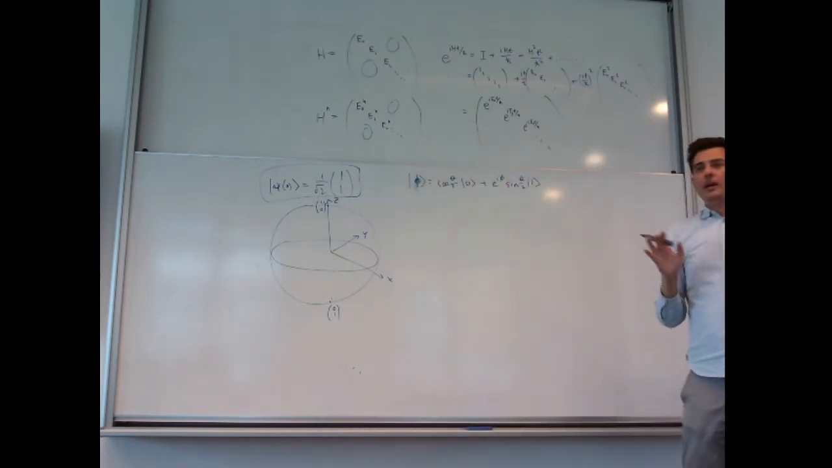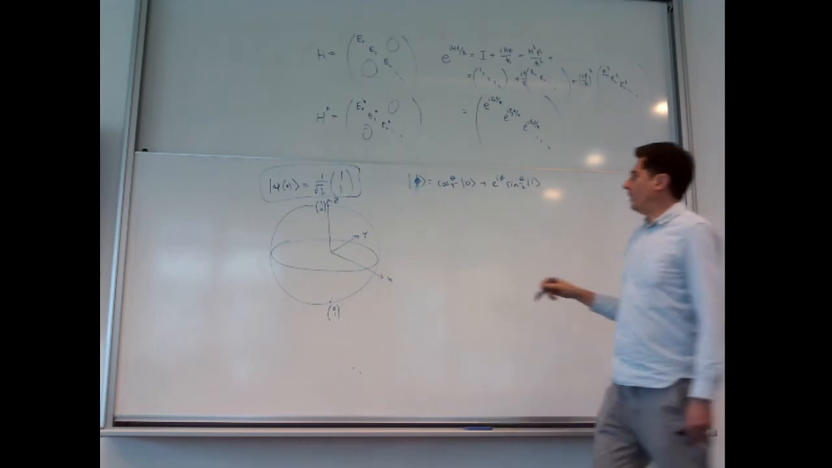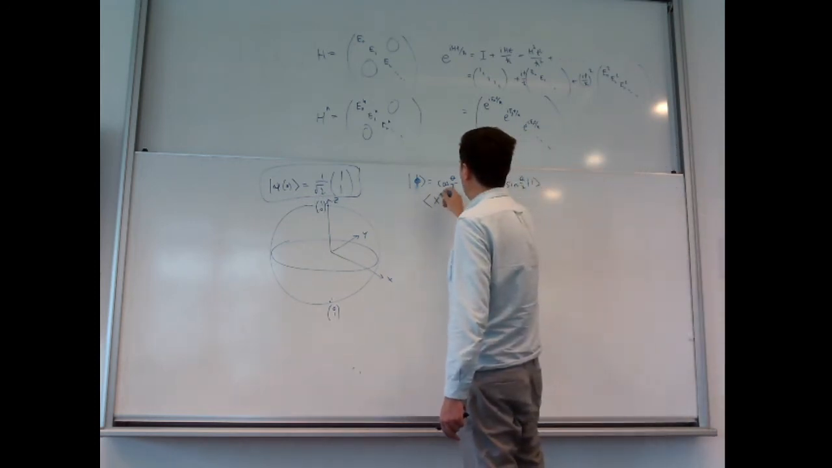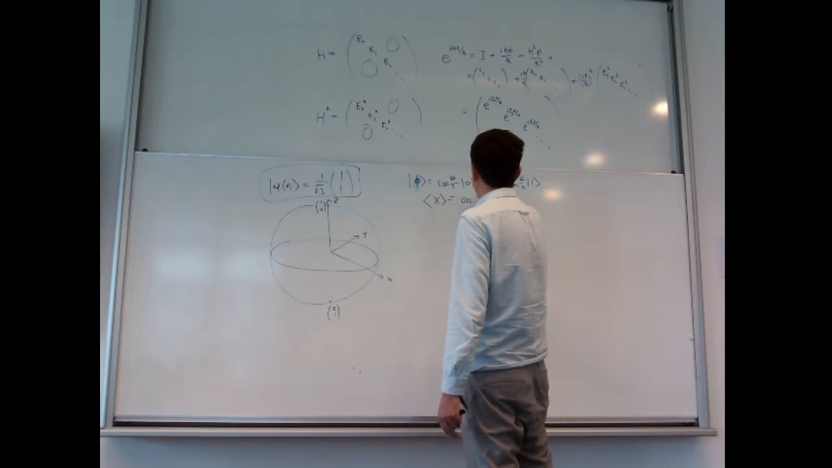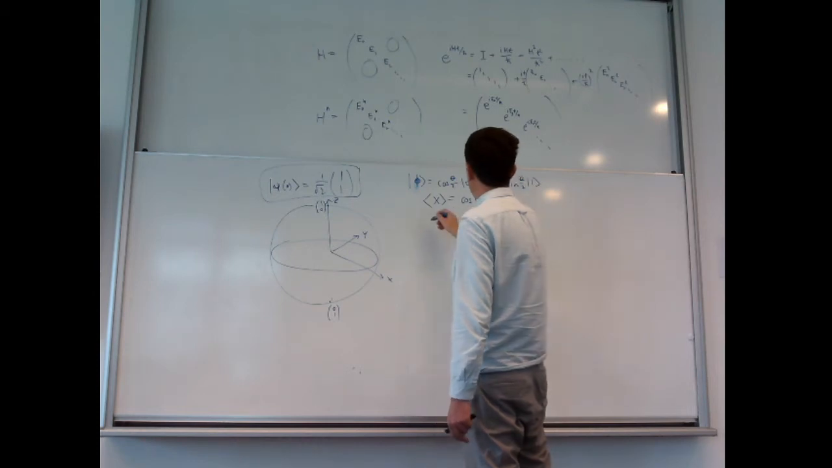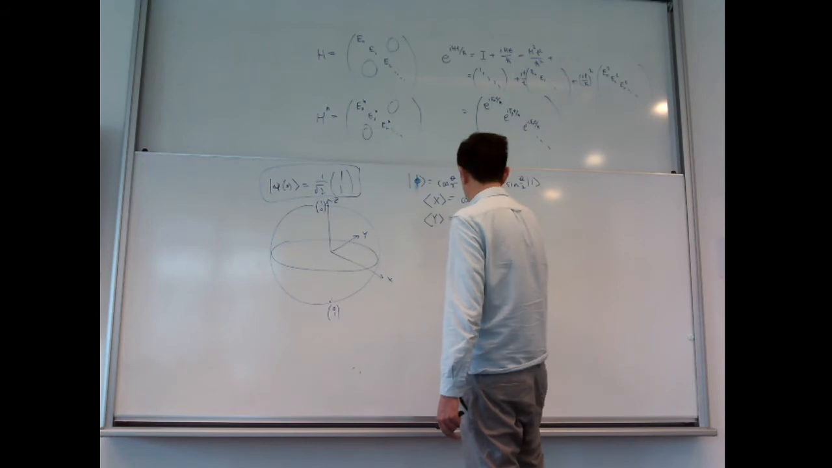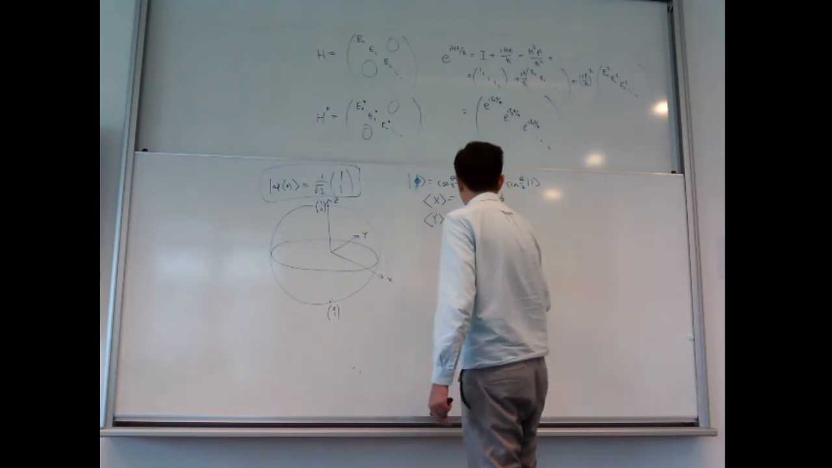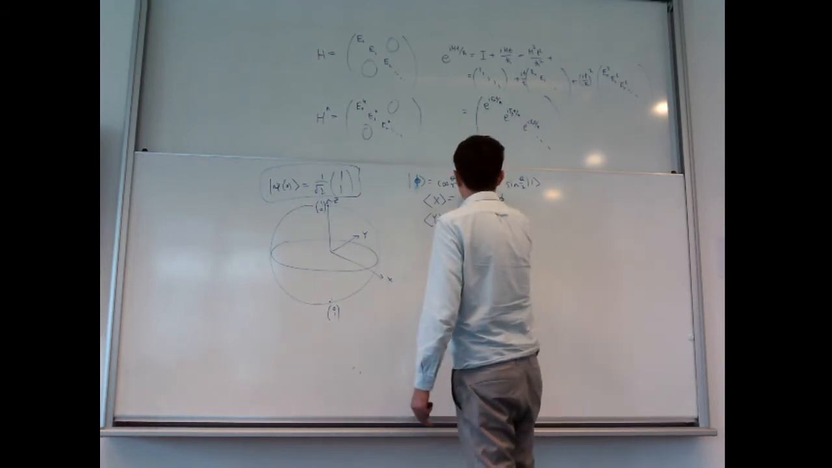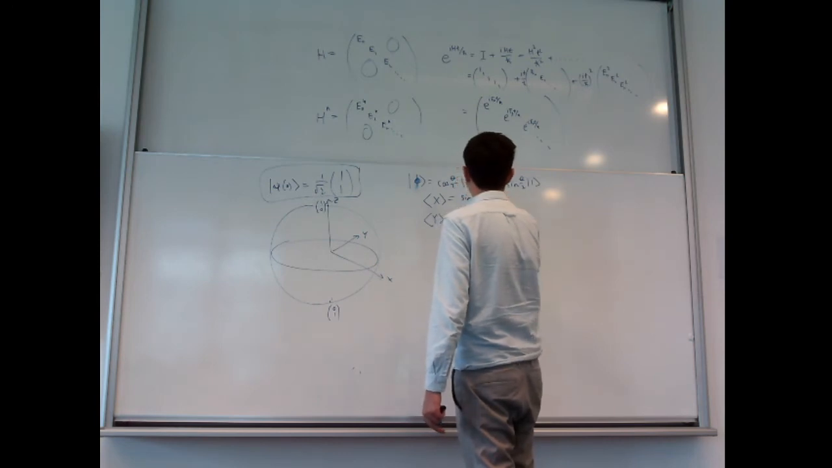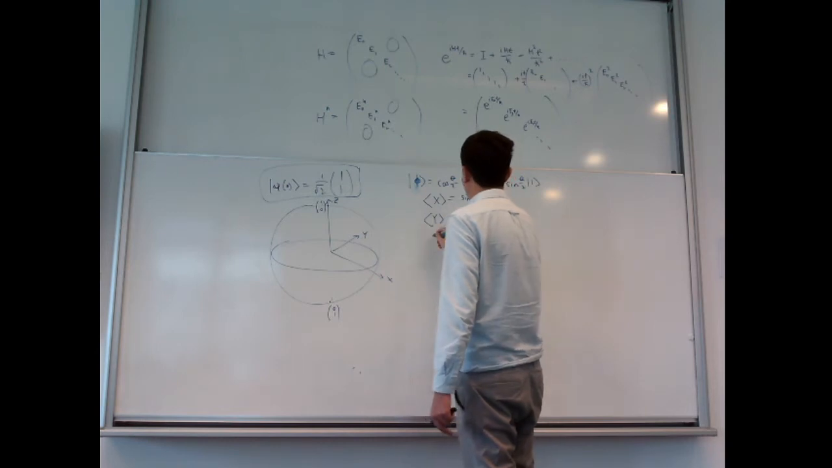And then if you work out the expectation values of the x operator, this will be sine theta cosine phi. I got it wrong before. Y was sine theta sine phi, and Z was cosine theta.